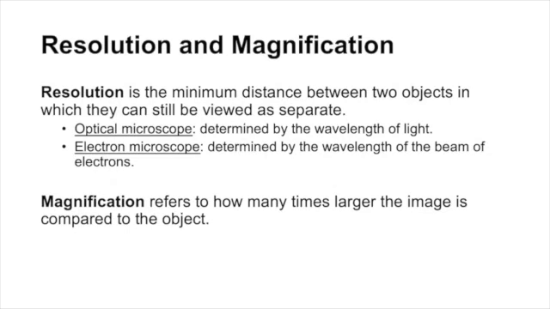But first, let's see what we mean by the terms resolution and magnification, which were used in that summary. The resolution is the minimum distance between 2 objects in which you can still view them as separate. And in a light microscope or optical microscope, this is determined by the wavelength of the light. Whereas in electron microscopes, it's determined by the wavelength of an electron. Magnification refers to how many times larger the image is compared to the actual object that you are viewing.